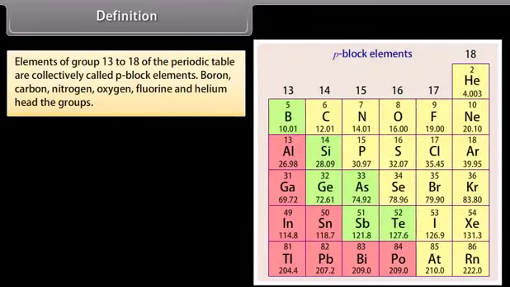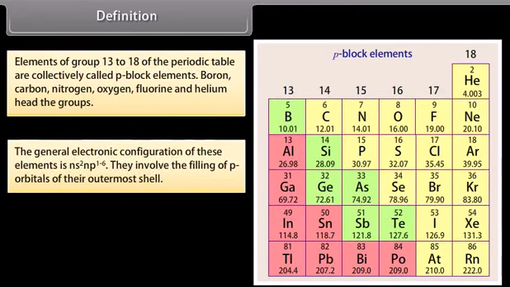Definition. Elements of group 13 to 18 of the periodic table are collectively called P-Block elements. Boron, carbon, nitrogen, oxygen, fluorine and helium head the groups.